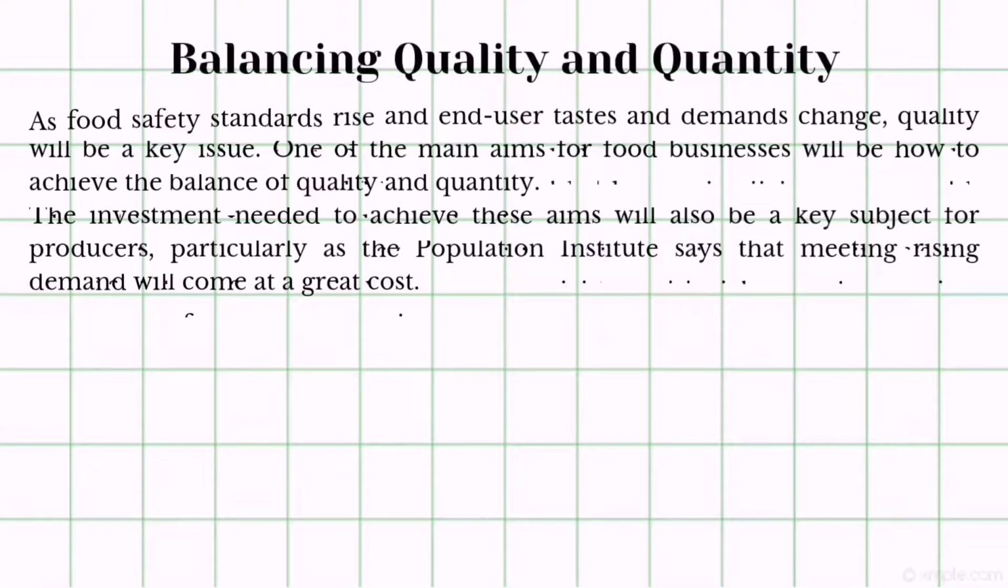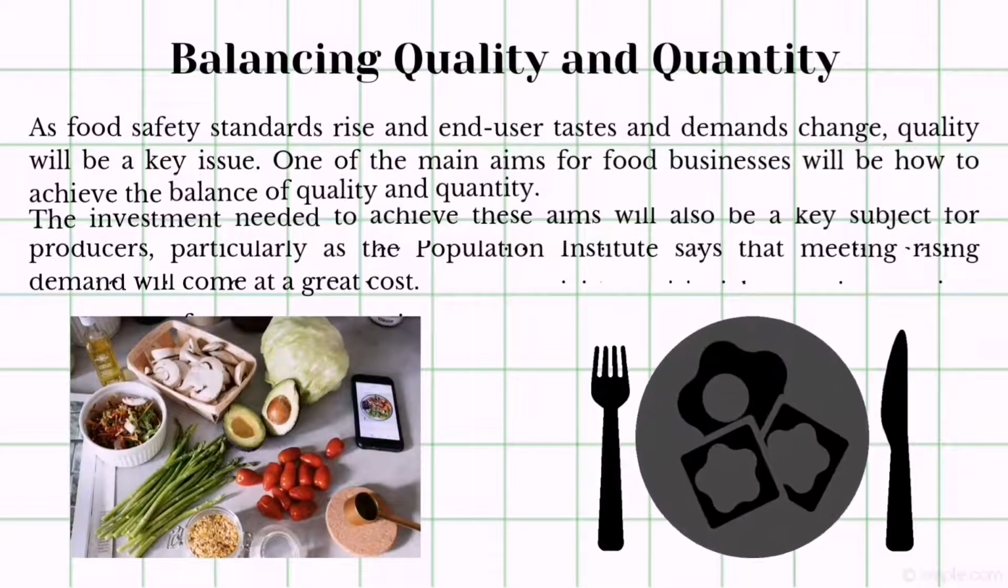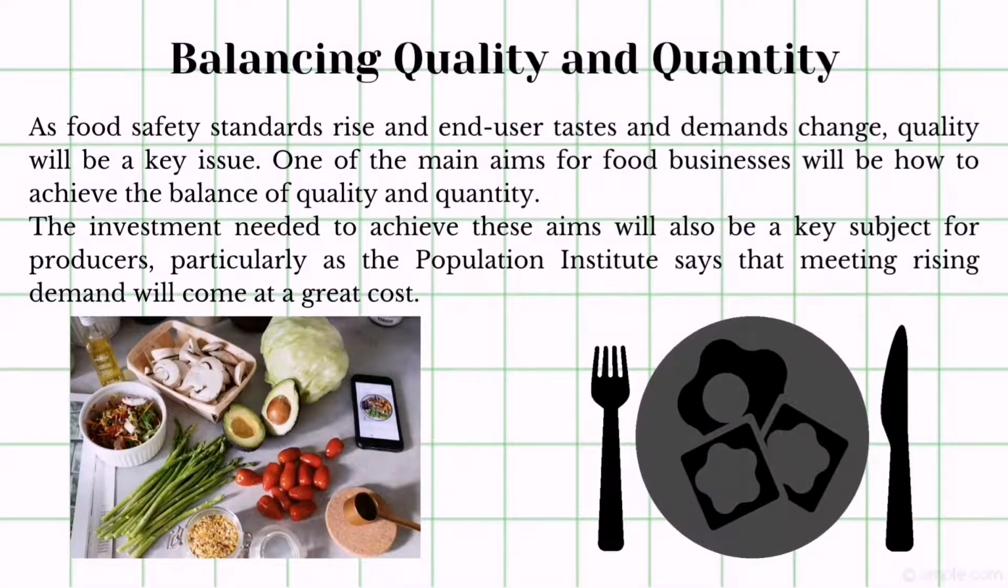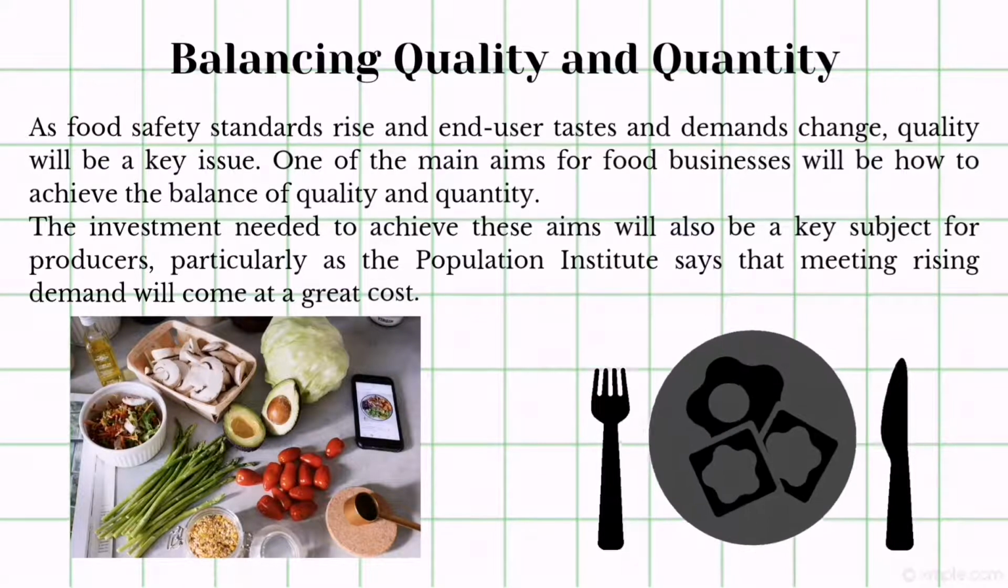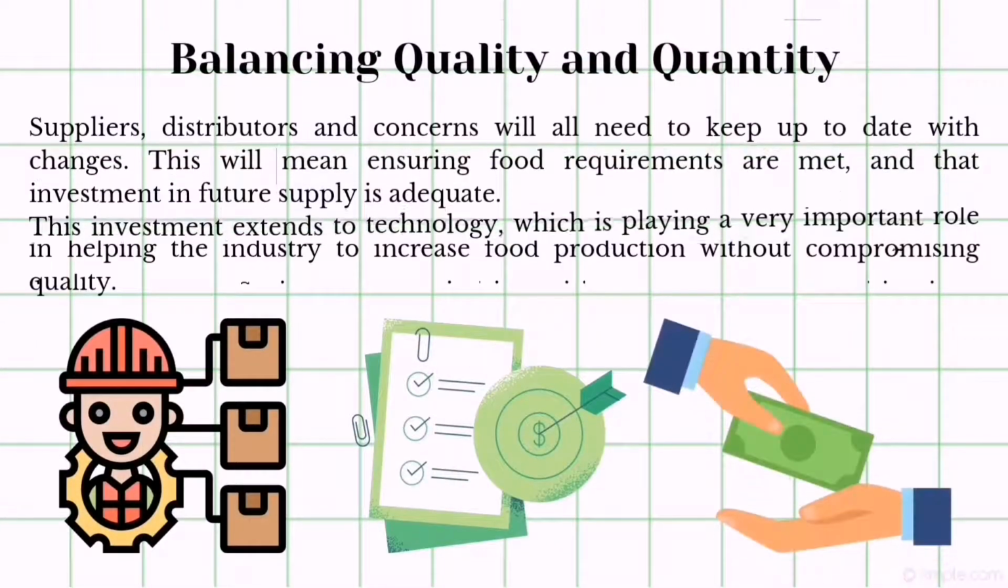Mapunta naman tayo sa balancing quality and quantity. Habang tumataas ang pamantayan sa kaligtasan at pagkain at nagbabago ang panlasa at hinihingi ng end user, magiging pangunahing issue ang kalidad. Isa sa mga pangunahing layunin para sa mga negosyo ng pagkain ay kung paano makamit ang balanse ng kalidad at dami. Ang pamumuhunan na kailangan upang makamit ang mga layunin na ito ay magiging isang pangunahing paksa para sa mga producer, lalo na ang bilang ng populasyon ay nagsasabi na ang pagtugon sa tumataas na demand ay darating sa isang malaking halaga. Ang mga supplier o distributor at lalahanin ay nangangailangang manatiling napapanahon sa mga pagbabago.